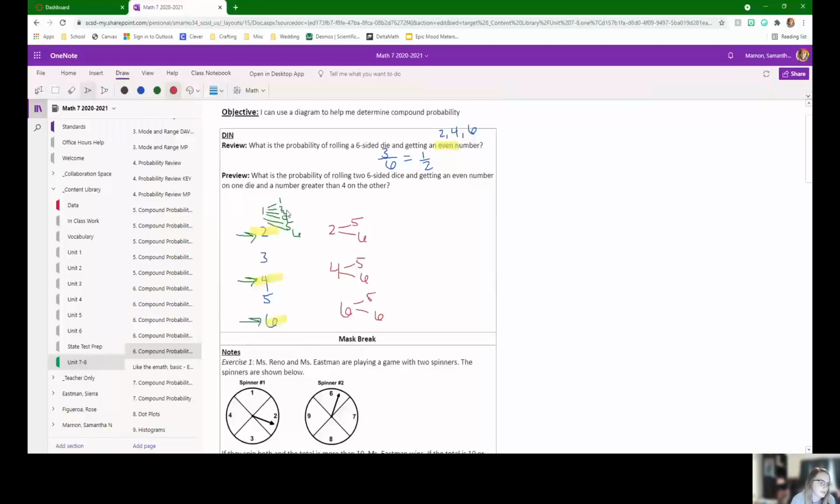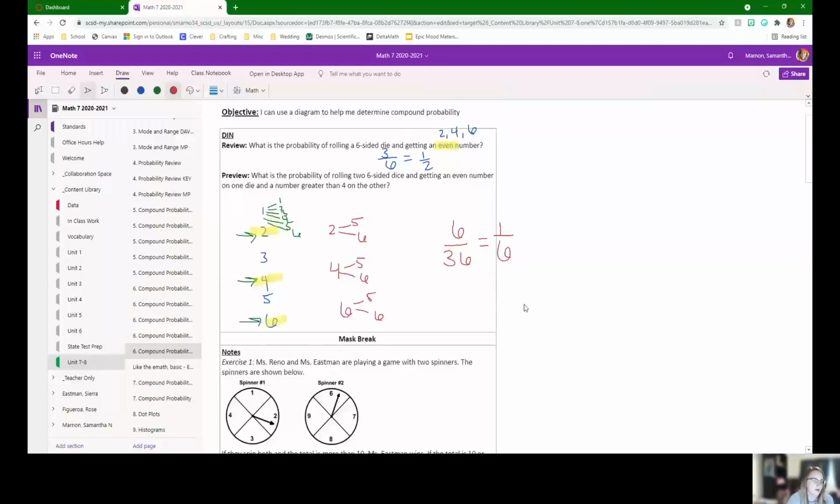Now I could do this diagram all the way out, but if I think about it, I have 6 possibilities on each of these: 6, 12, 18, 24, 30, 36. There are 36 possibilities, and I only have 6 of them here that would work. So 6 out of 36, which simplifies to 1 out of 6.